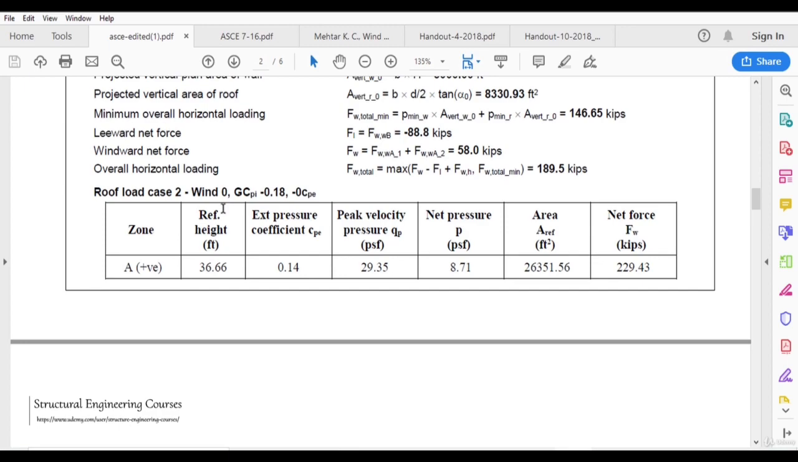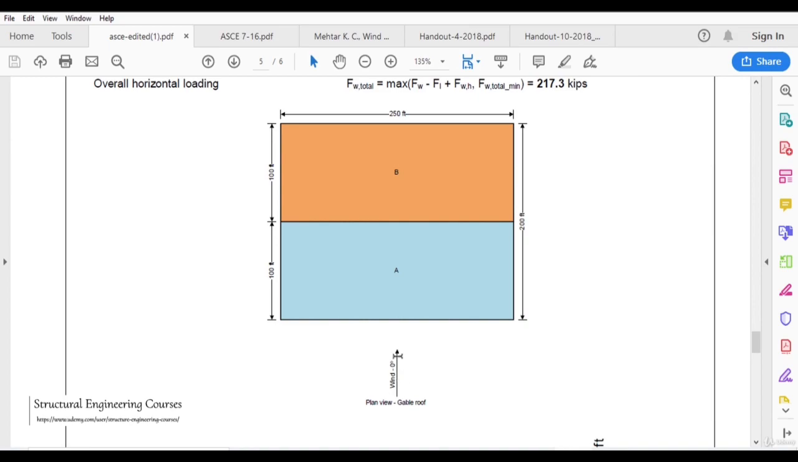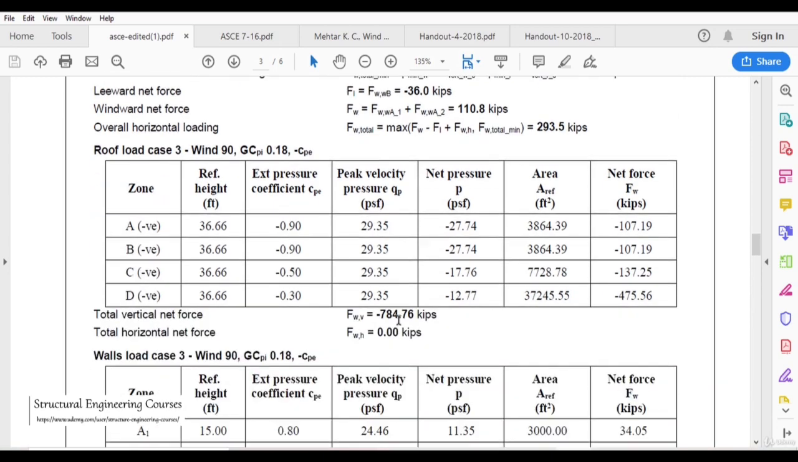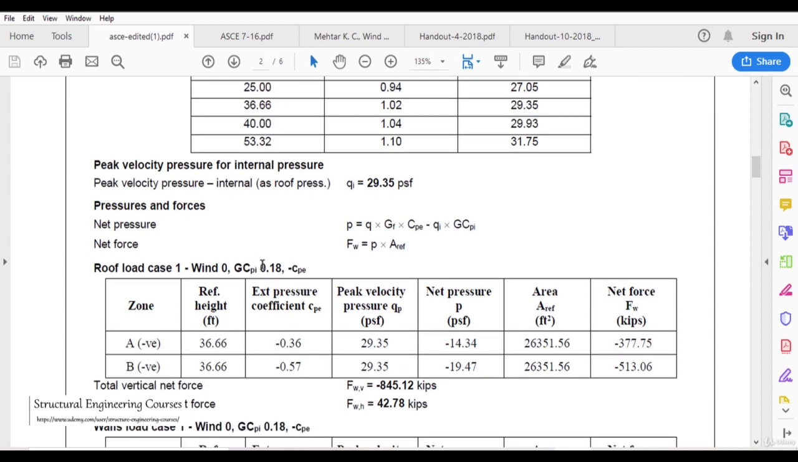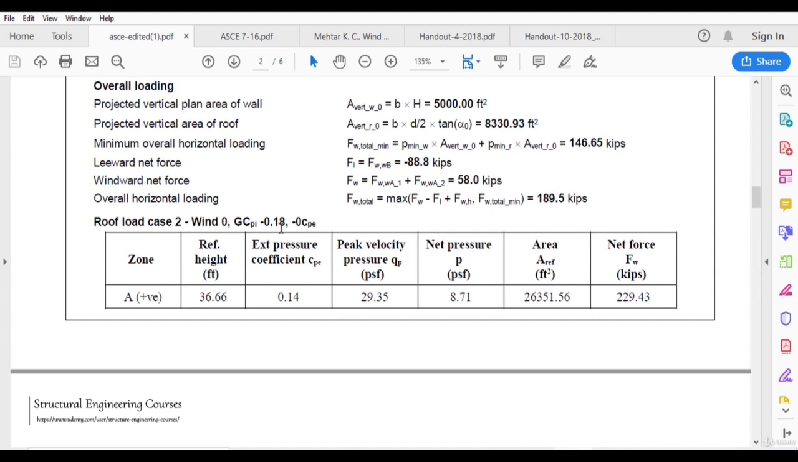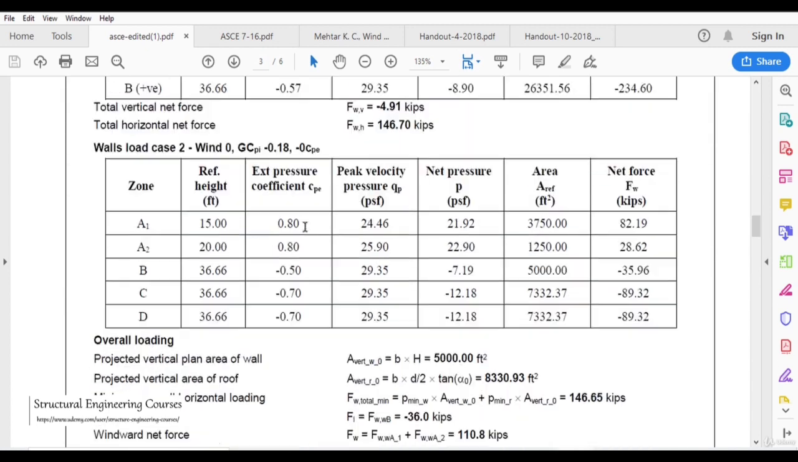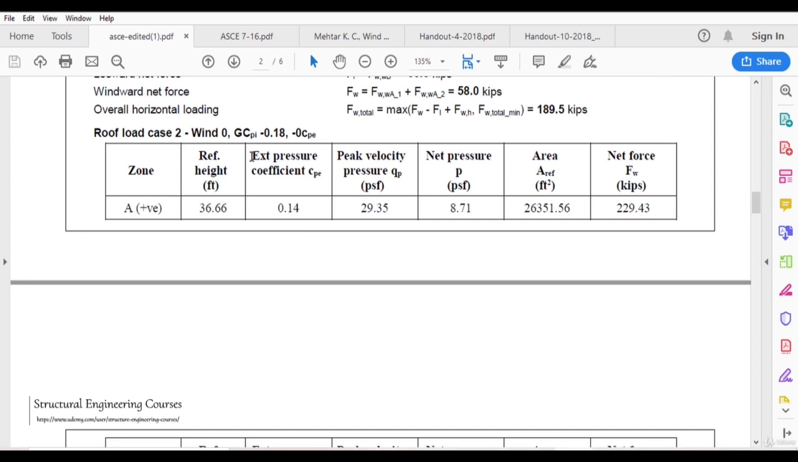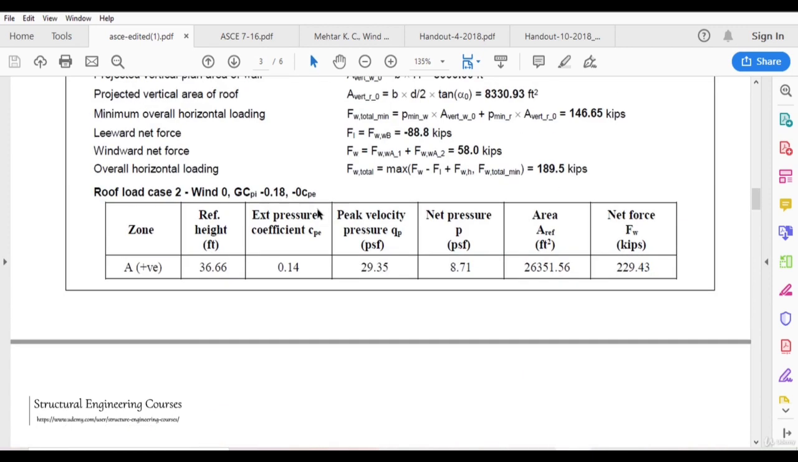Roof load case 2 is nothing but when we are applying wind at 0 degree, that is the wind we are talking about, and when we are considering minus GCPI. So the first load case was wind 0 and plus 0.18 GCPI, and the second case is minus 0.18 GCPI. So in that case we can similarly calculate the walls and roof load case. So for roof we can take the external pressure coefficient CPE as 0.14 and minus 0.57.